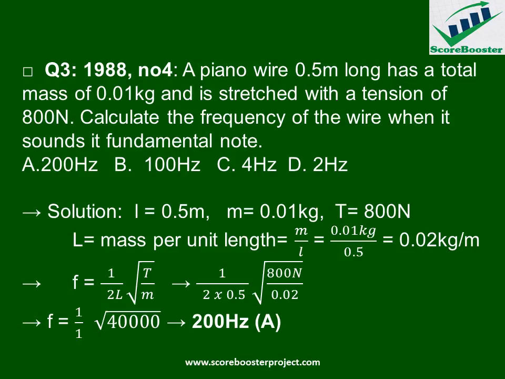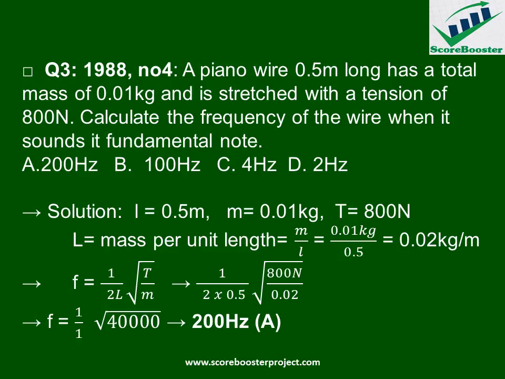From the question you are given the length small l, which is 0.5 meter. Then we are given the mass, which is 0.01 kilogram, and the tension to be 800. So from L and M we can get a capital M, which is mass per unit length. That will be mass over length, which is 0.01 kilogram divided by 0.5 meter. That will give us 0.02 kilogram per meter.